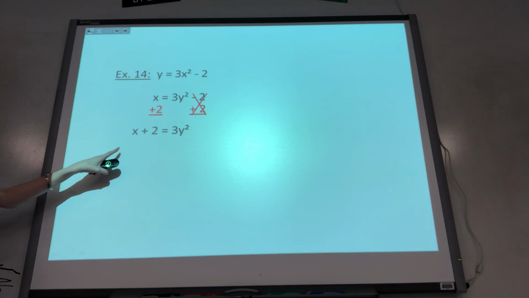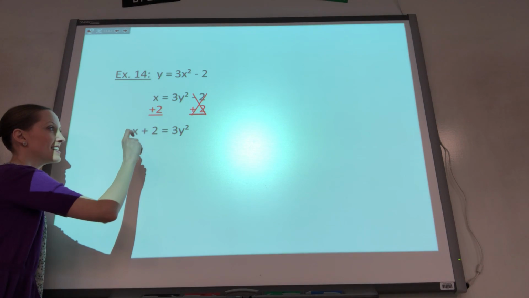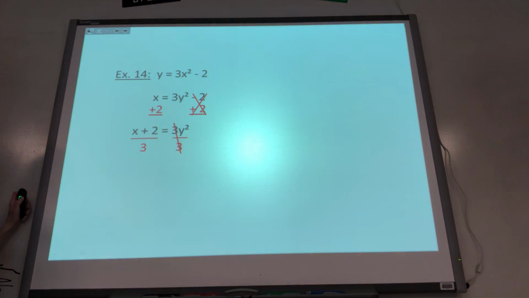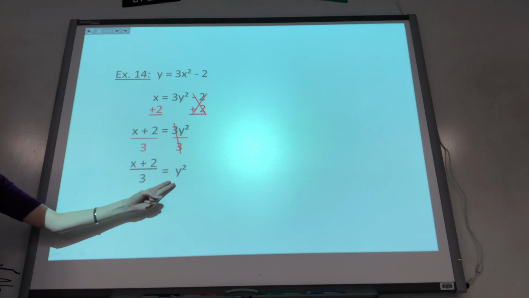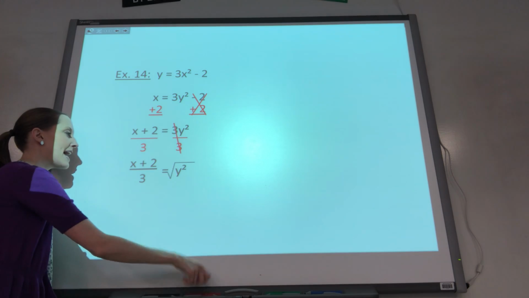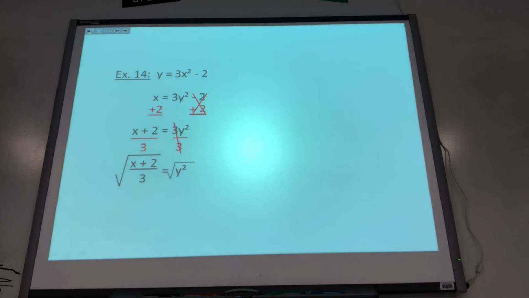Once I add 2 to both sides, what is my next step? Not quite square root yet. I would divide by 3 first, because you really want to get the y squared alone before you square root, because that's when the square and the square root can drop out.